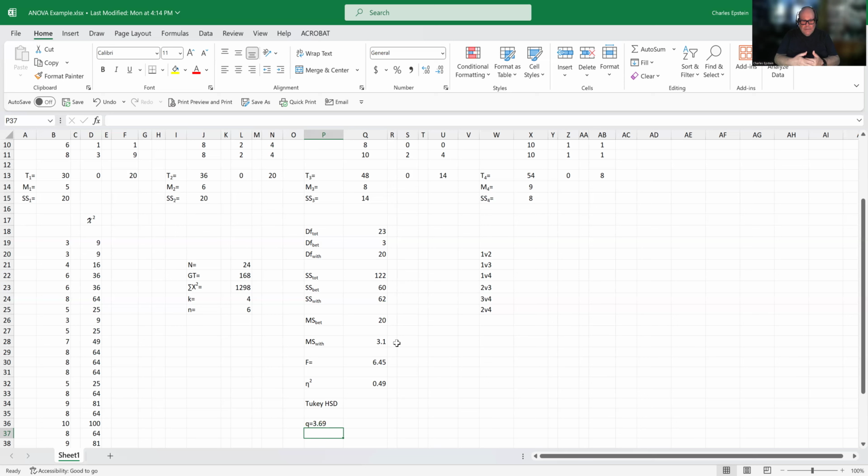And we have the Tukey. And do we have a formula for the Tukey? Yes, we do. The formula for Tukey is Q times the square root of mean squares within divided by small case n.